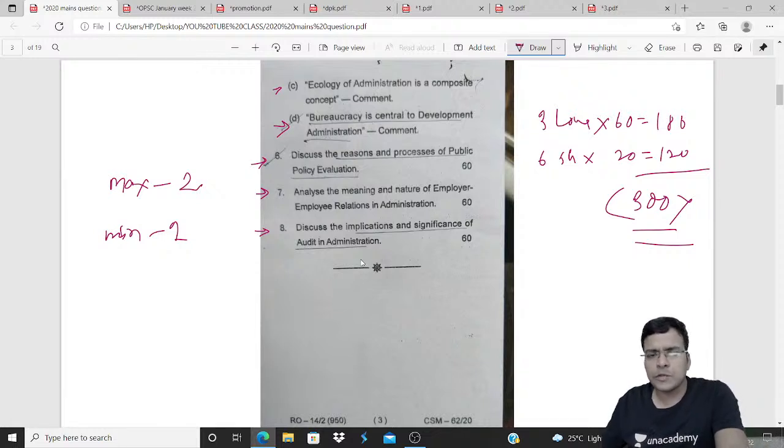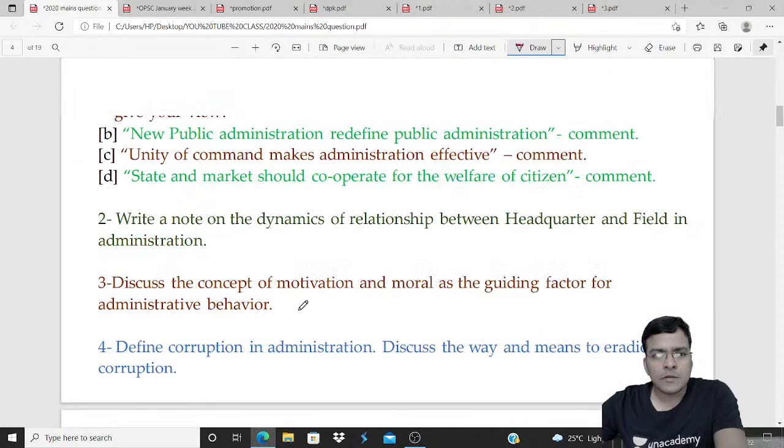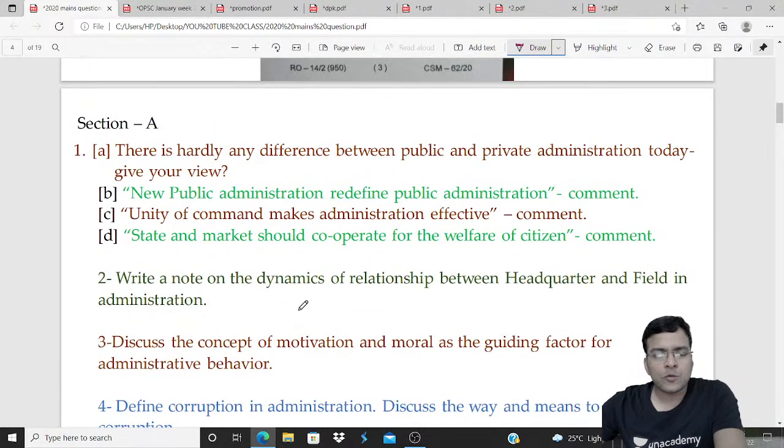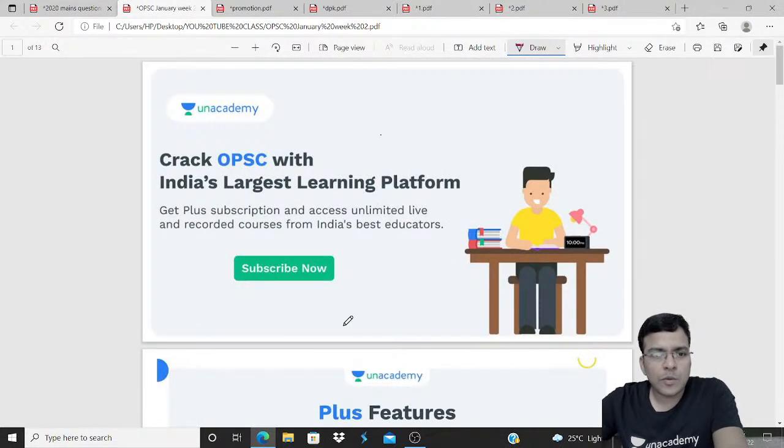Okay, so we will discuss every question in this class. This is the section A question. What is the demand of this question and from which unit does it come? We will discuss that. Before that, some information for you.